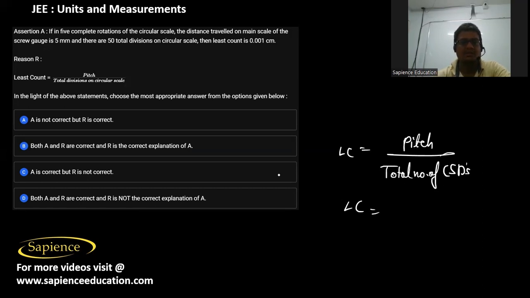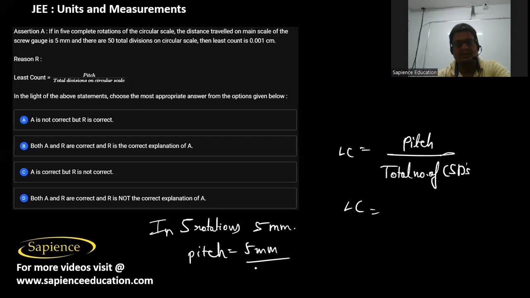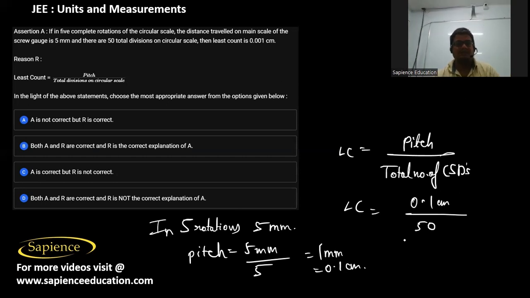So the least count of the screw gauge, that is pitch. Here it is told that in 5 complete rotations, the main scale travels 5 millimeter. So therefore, the pitch will be equal to 5 millimeter divided by number of rotations. So that is 1 millimeter, which means it is 0.1 centimeter. So the least count will be 0.1 centimeter divided by 50, as there are 50 divisions on the circular scale.